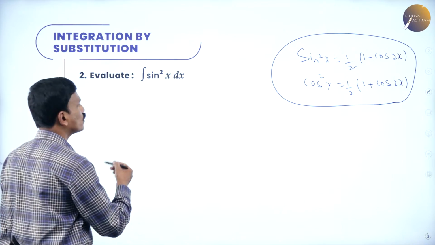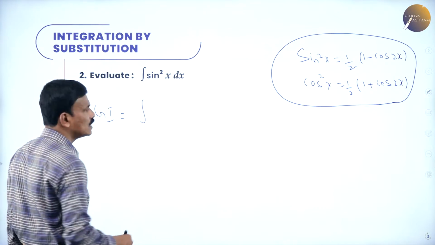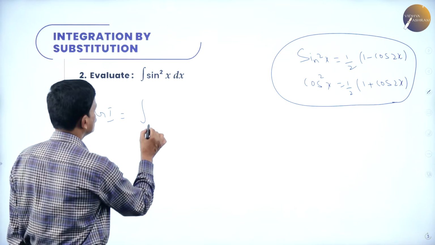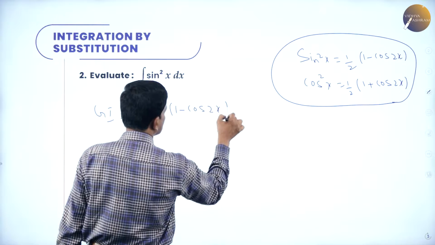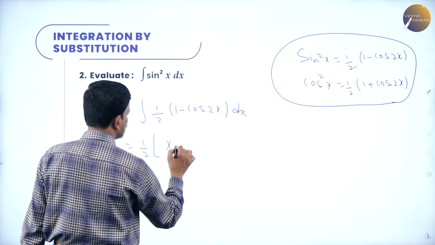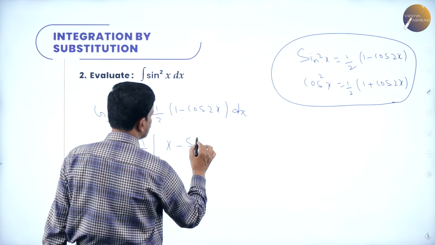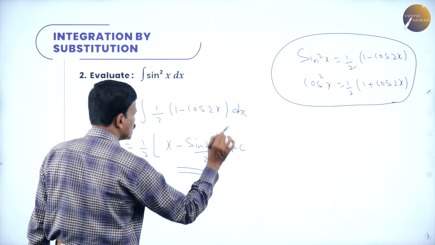Now let us come to this problem. What is the problem given? The given integral can be written as integral of sin square x. What is the formula for sin square x? 1 by 2 into 1 minus cos 2x into dx. Take 1 by 2 out, integrate. Integral of dx is x. Integration of cos 2x is sin 2x divided by 2, plus c. So this is the integrated answer.